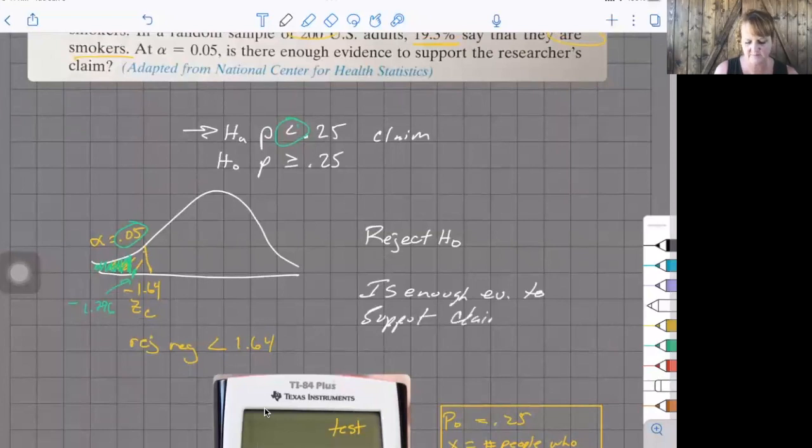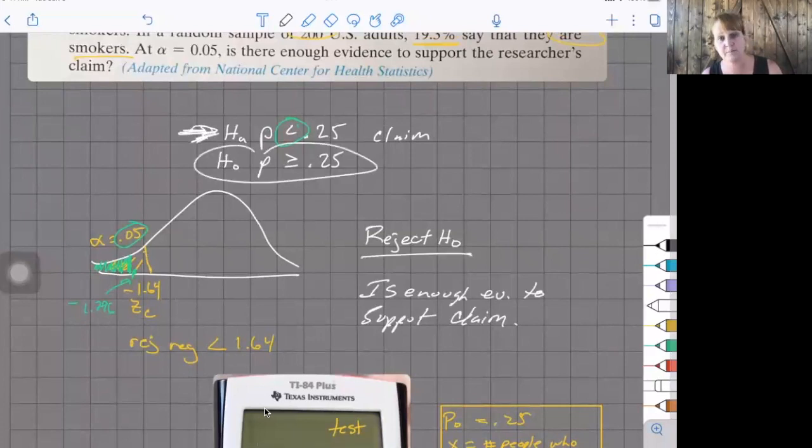Now think about it. So my claim is HA. I reject H naught, which is the opposite of my claim. So if the opposite's not true, then the claim must be true, right? Okay, so this is how, if you want to prove a claim, this is what you want to happen. You want to make your claim be HA, and then you're hoping to reject H naught. That's the goal. So that's how you'd want to set it up if you're going to try to prove something.